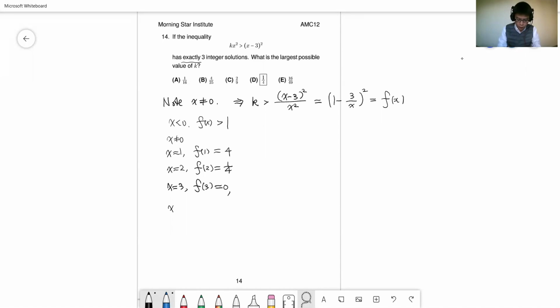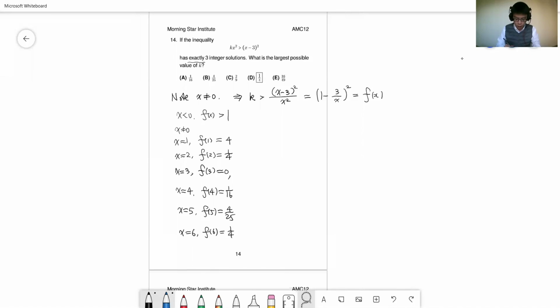Okay, on the other hand, if x increases to 4, f of 4 equals 1 over 16. If x equals 5, this is 4 over 25. If x equals 6, this equals 1 over 4. And if x is larger, the value is larger. So x equal to 7, f of 7 equals 16 over 49. So it's larger. So if x increases, the value is increasing.